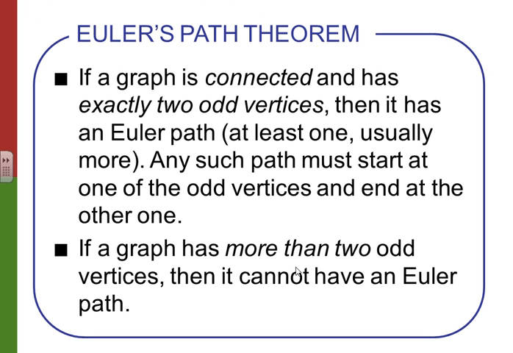That's the whole thing. Euler path. If a graph is connected and has exactly 2 odd vertices, then it has an Euler path. We start at one odd vertex and we end at the other odd vertex. If the graph has more than 2 odd vertices, it cannot have an Euler path. So with exactly 2, I can have an Euler path. With more than 2, no Euler path.